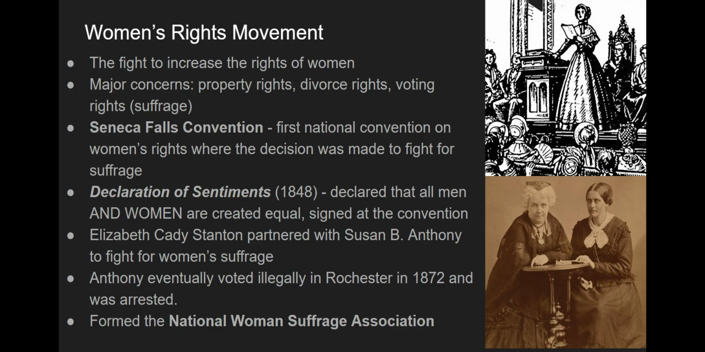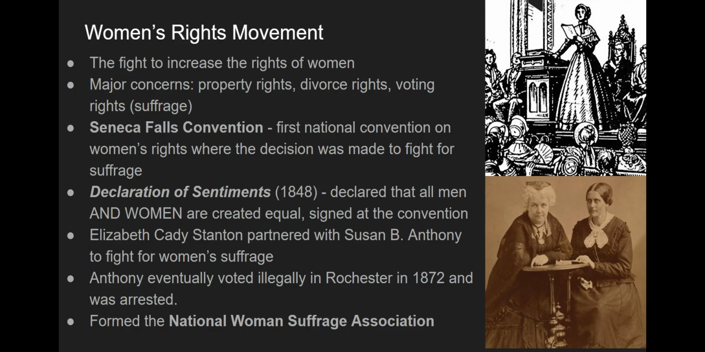So overall, we talk about this movement as the fight to increase the rights of women. Early on, the major concerns were property rights. Women who got married typically lost official ownership of their property. That's why we have the practice of last names that are the husband's last name. The woman essentially becomes part of the husband's family and property.